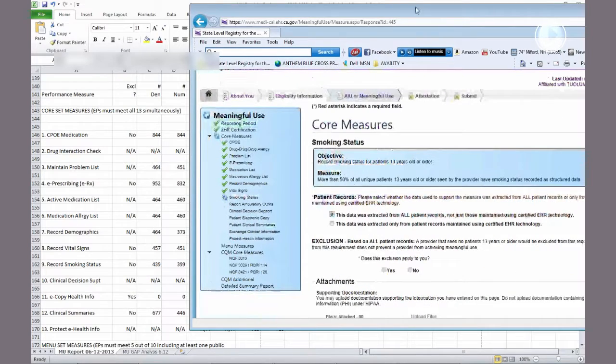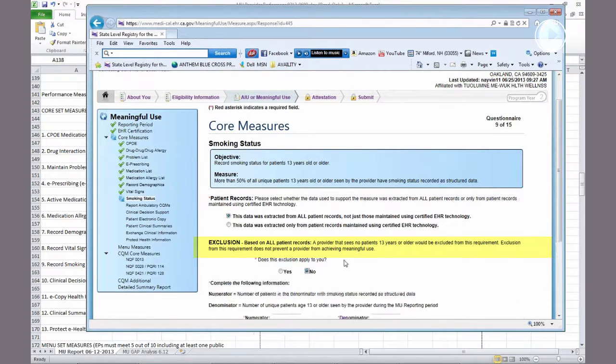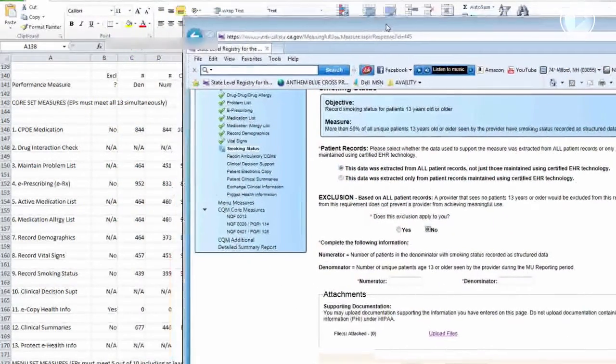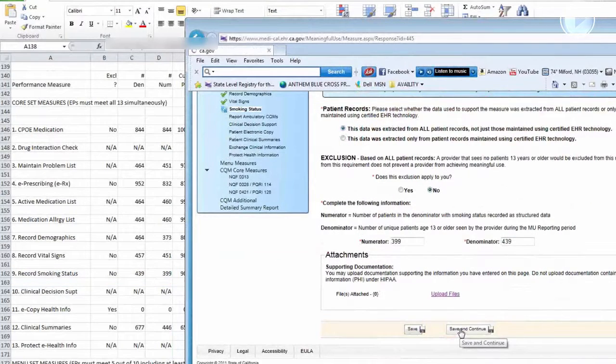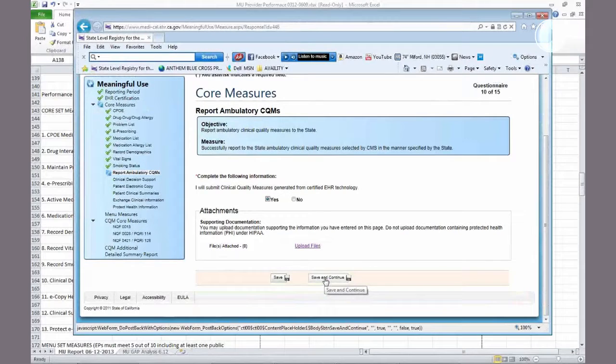For the core measure smoking status, the exclusion is for providers who do not see any patients 13 years or older. If the exclusion does not apply, enter the data from your meaningful use report. If you report clinical quality measures to your state that were produced by your EHR, select Yes for this measure.